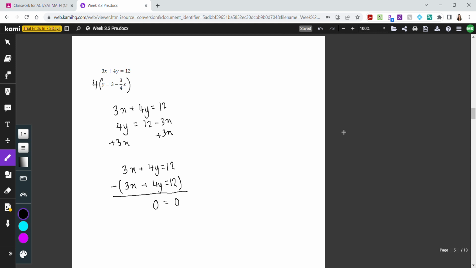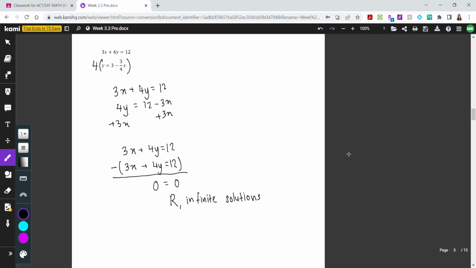When this happens, it means that our solution is going to be all real numbers. So we're going to have an infinite number of solutions, or in other words, all real numbers are solutions. So let's say you get 0 equals 0, 2 equals 2, negative 2 equals negative 2, right? When that happens, it means you have infinite solutions.